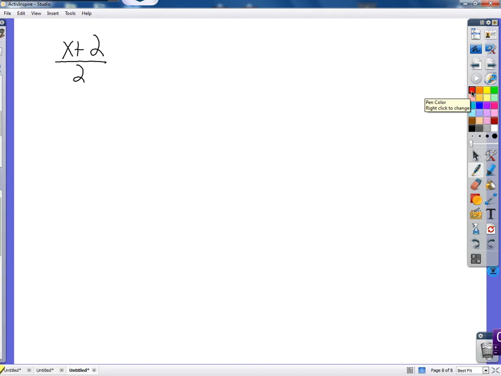Well, here's what I'm sure everyone who thinks you can simplify this has done. You've done this, and you probably got x plus 1. Not correct. Okay, it is the most common desire.